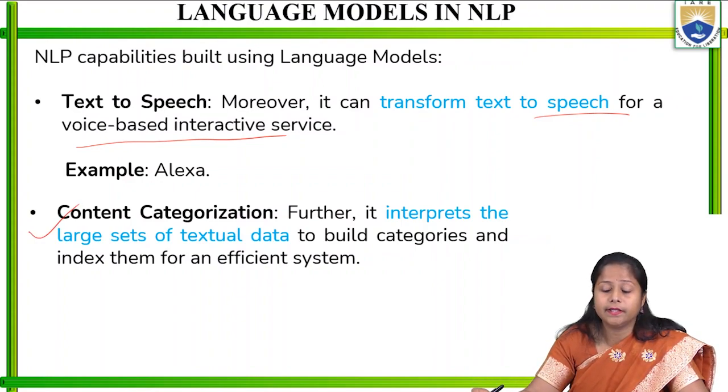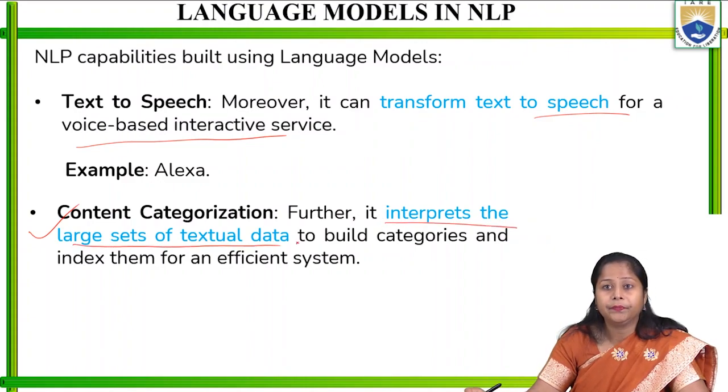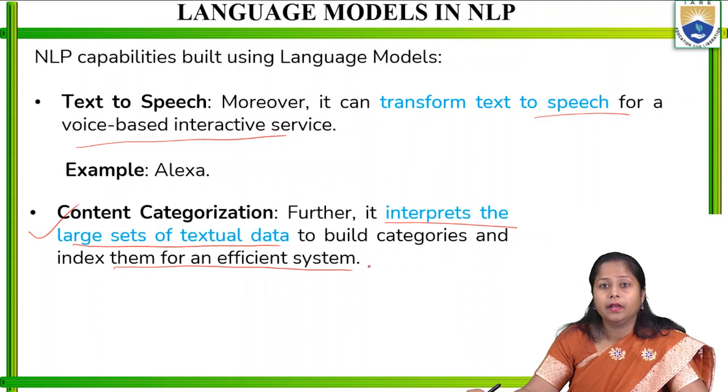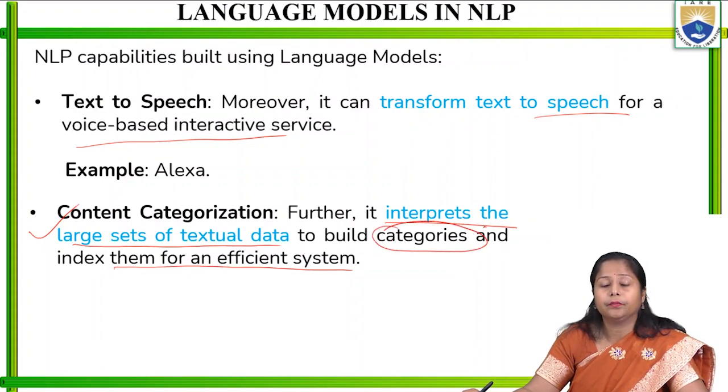The next capability of NLP can be content categorization. Content categorization further interprets a large set of textual data, builds categories, and indexes them for an efficient system. Basically, content categorization is going to give the categories. Whenever we need to divide a large amount of data into categories, then we need to do content categorization. So these were some of the NLP capabilities used with the different language models.